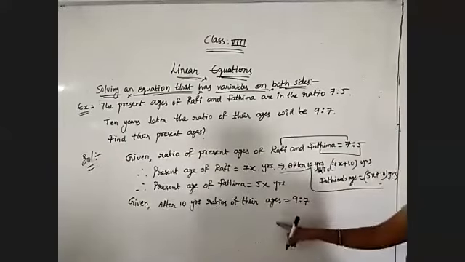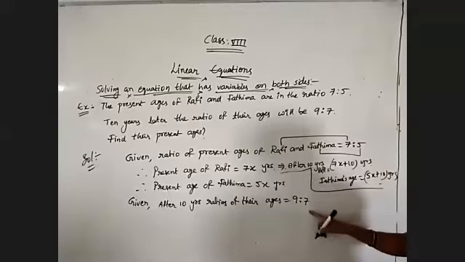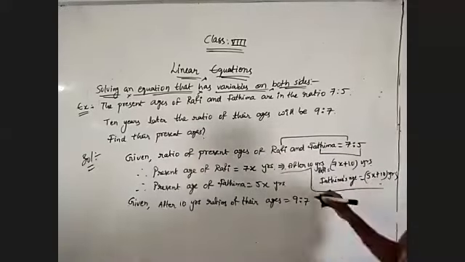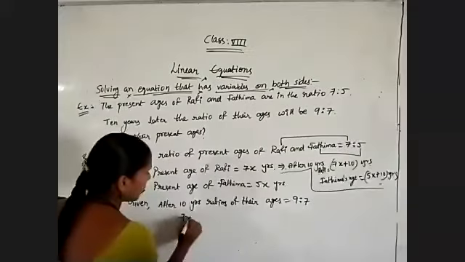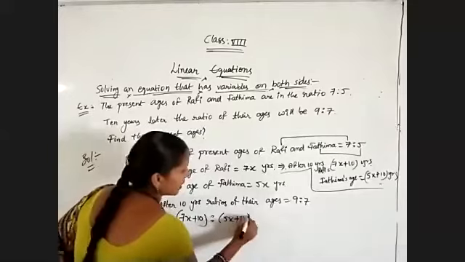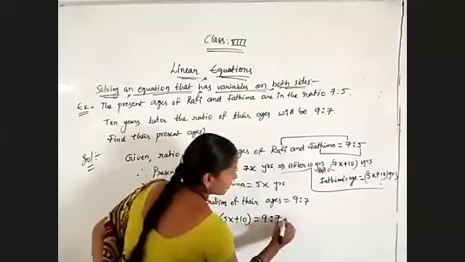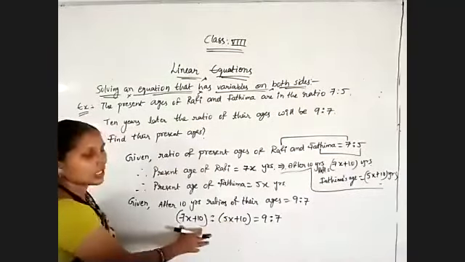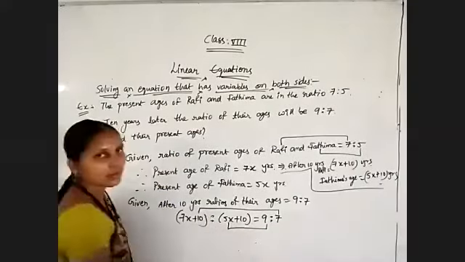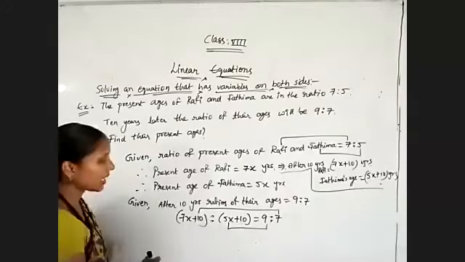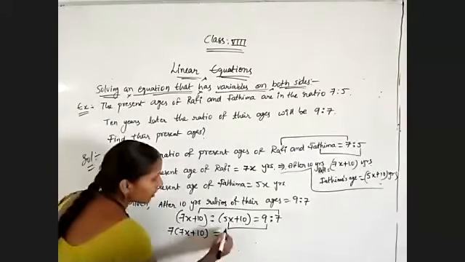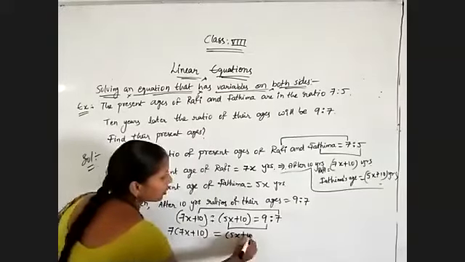So now after 10 years, the ratio of their ages is equal to 9:7. What are their ages? 7x plus 10 is to 5x plus 10 is equal to 9:7. So it comes under proportion. Product of extremes is equal to product of means. Okay, then what will we get? 7 into 7x plus 10 is equal to 5x plus 10 into 9.